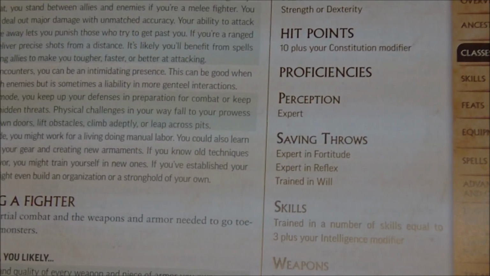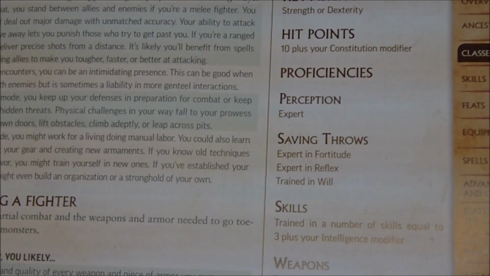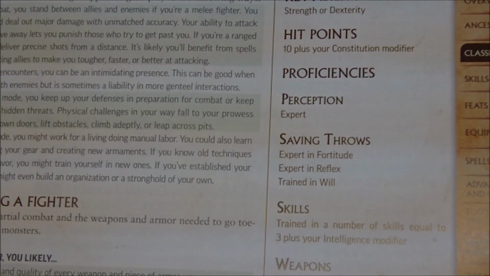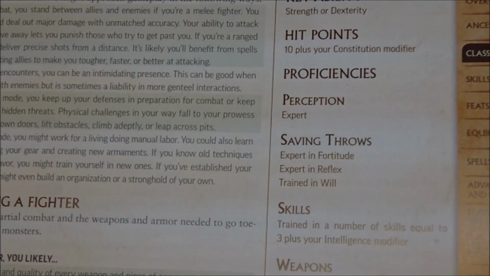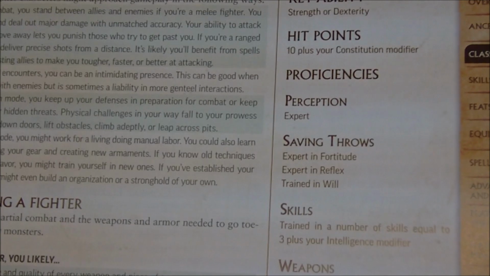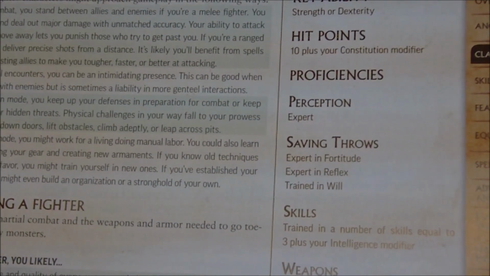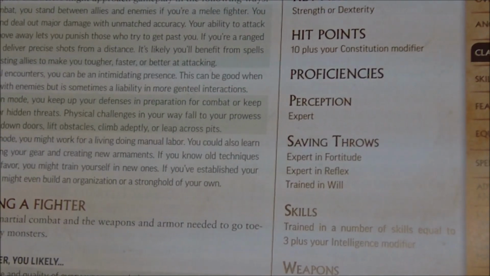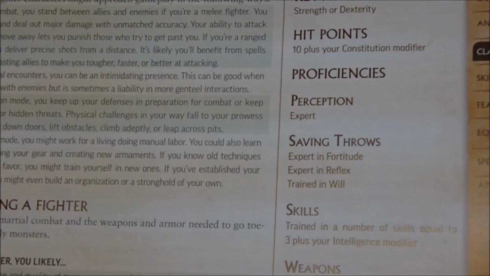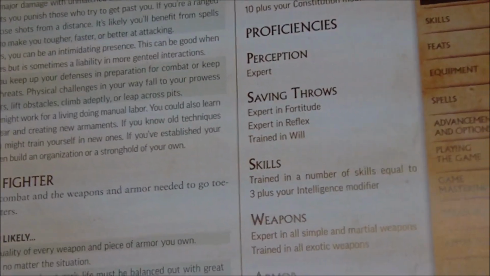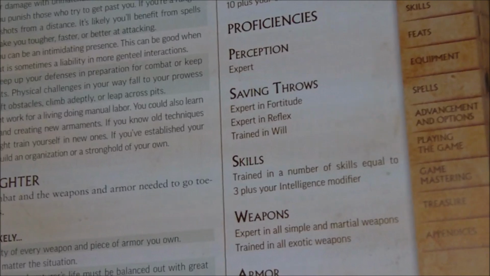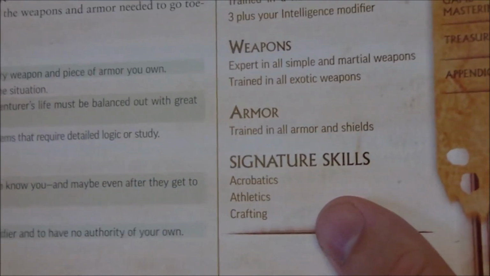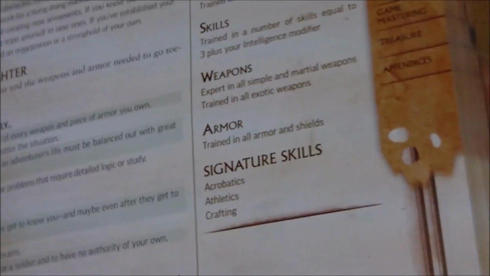Proficiency, so perception, I'm considered an expert in. Saving throws, I'm an expert in fortitude and reflex, and I'm trained in will. I've got skills equal to 3 plus my intelligence modifier. Weapons, I'm an expert in all simple and martial weapons, and trained in all exotic weapons. And I'm trained in all armor and shields, and my signature skills are athletics, acrobatics, and crafting.